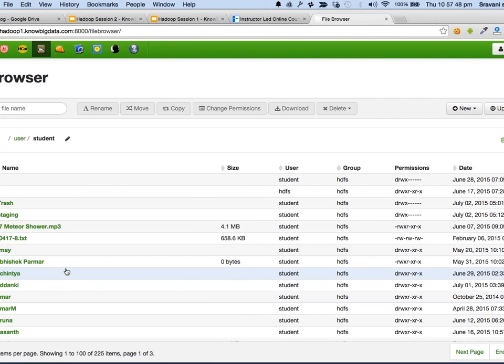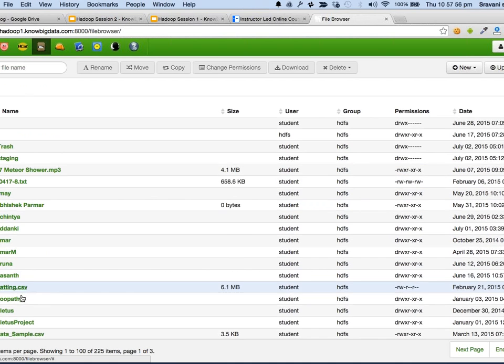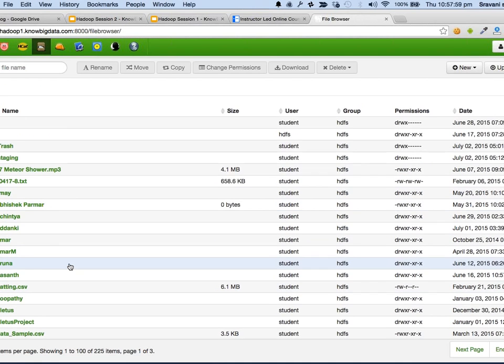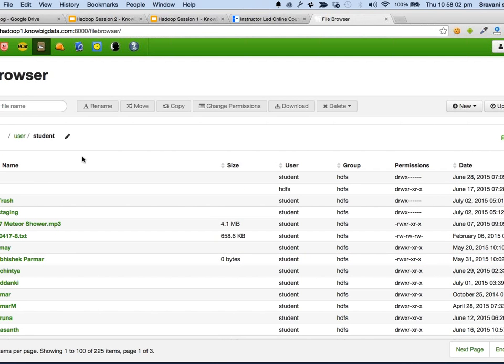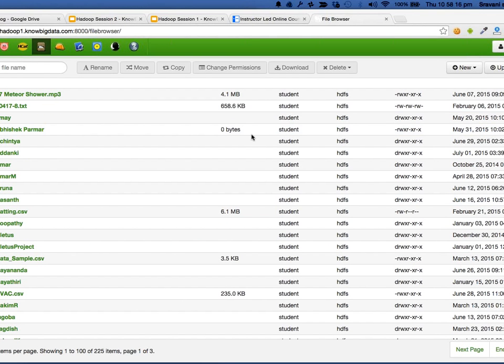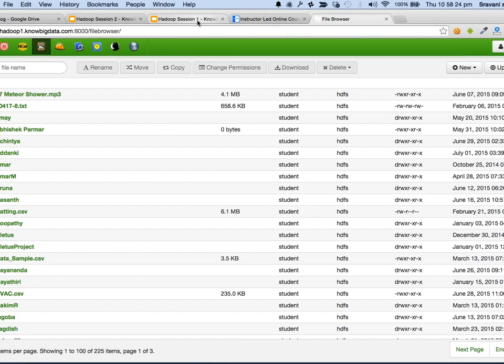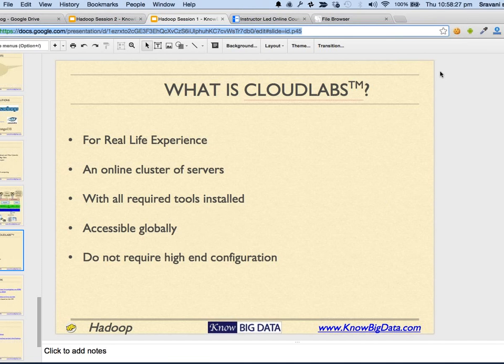Although these files exist on multiple machines, to you it looks like a single folder. Whenever we ask for a listing, this file browser goes to the name node, collects this metadata and displays it to you. So this is how it looks, and we will have a more detailed exercise on how to access cloud labs and how to access Hadoop.